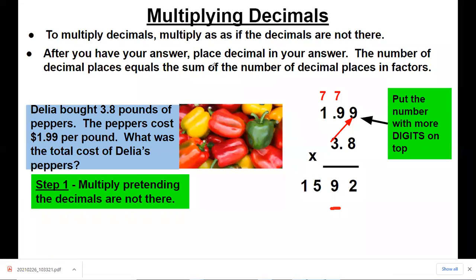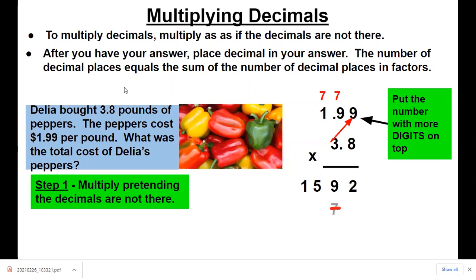So we said 3 times 9 was 27. Put down the 7. Carry the 2. So now when I carry the 2, I cross off the 4 from the first round. So I'm not using that anymore. So I don't want to think that I am. So then I cross it off and put the 2 here.